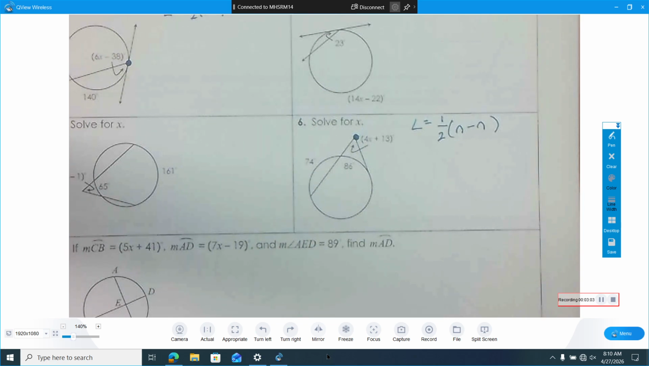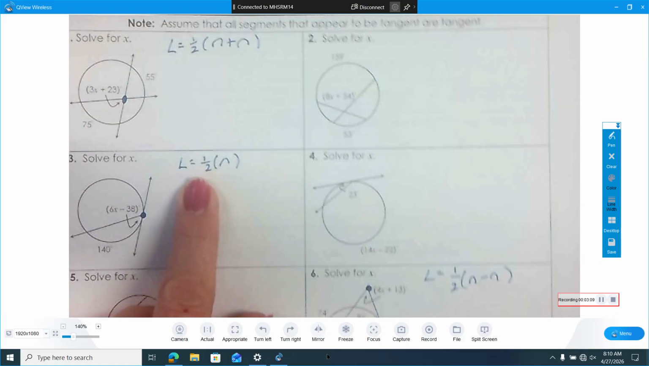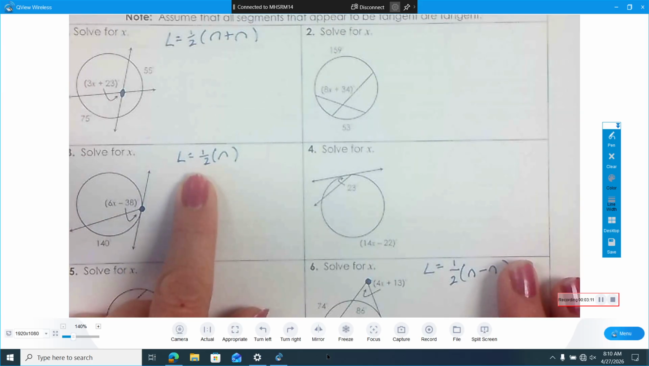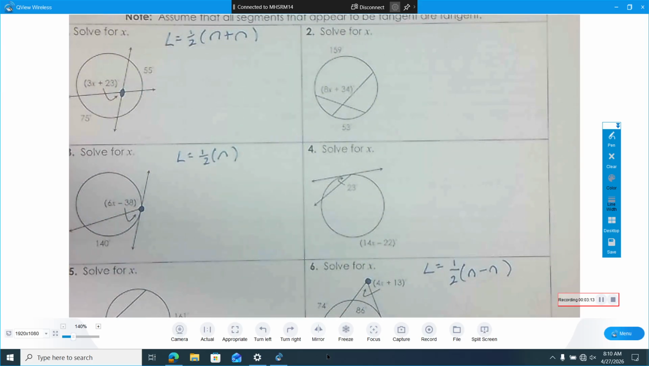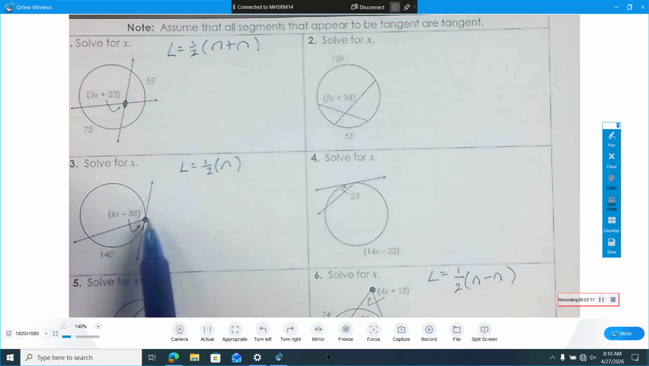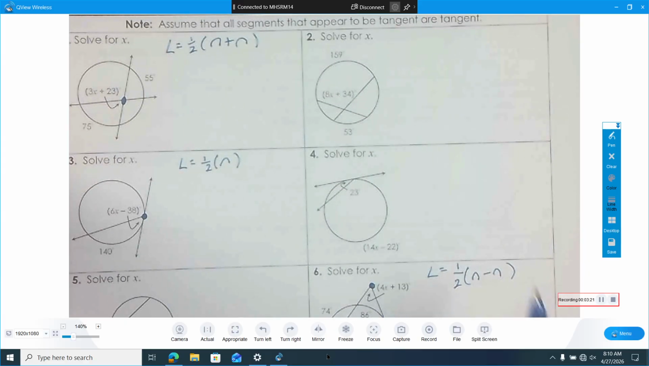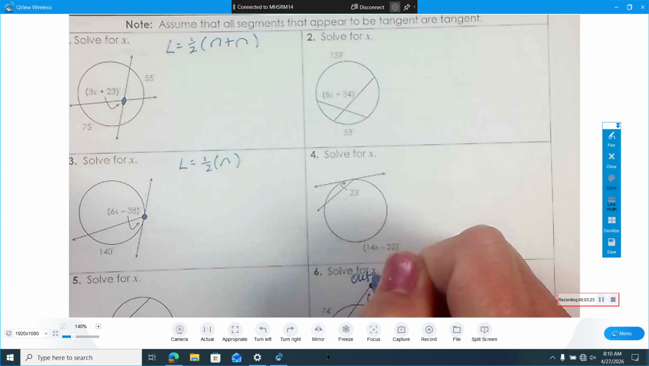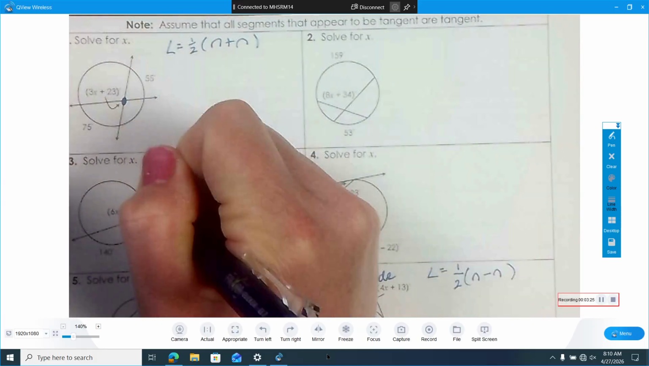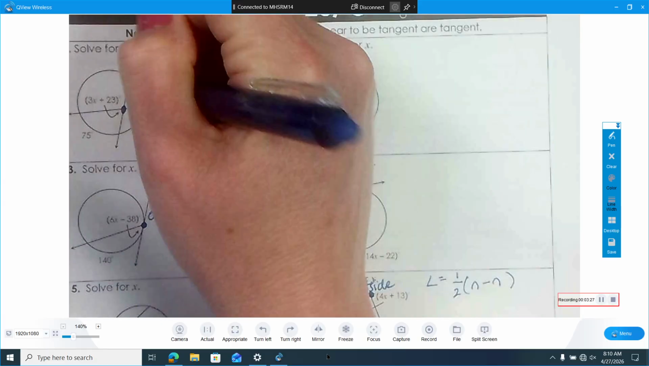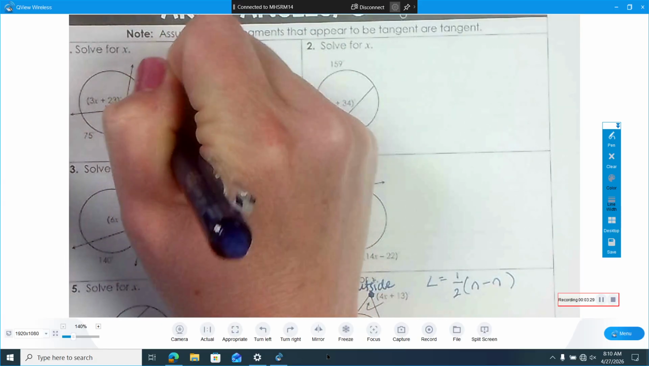Okay? Those are your three choices: half the sum of the arcs, half the arc, or half the difference of the arcs. So those are the only three things we have to think about, and that's whether we intersect inside the circle, on the circle, or outside the circle. All right? So maybe you write that down. Outside, on the circle, or inside.